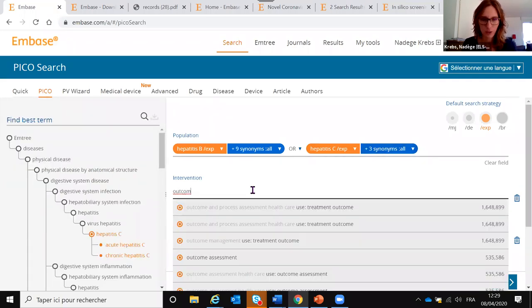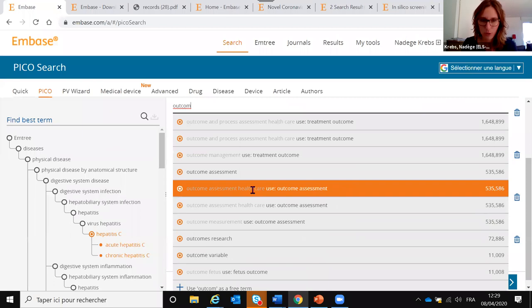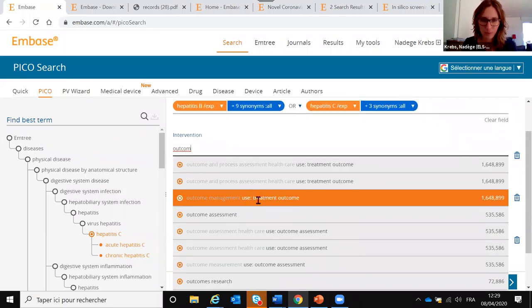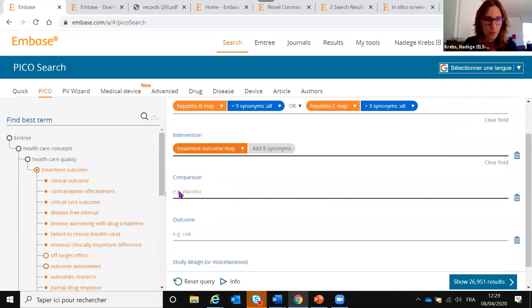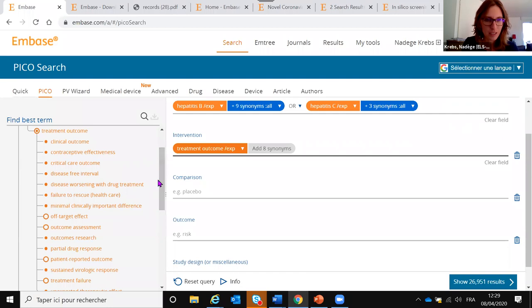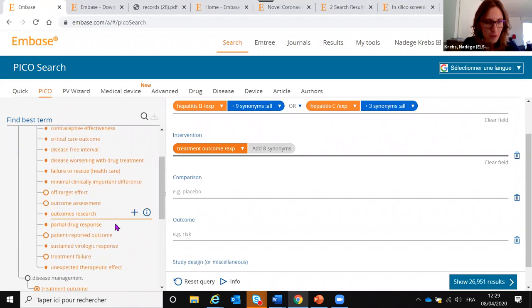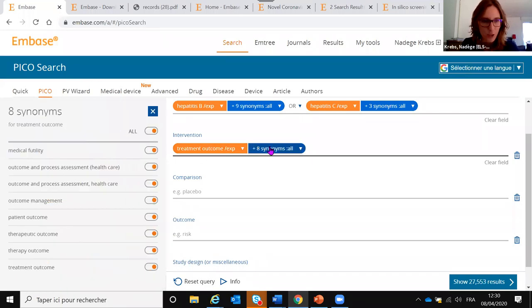So let's see if we put outcome. If I start, you see, sometimes I also don't know what term I should use. So here that's treatment outcome, right? If I put treatment outcome, then when it explodes, it includes clinical outcome, contraceptive effectiveness, outcomes research, outcome assessment, treatment failure, unexpected therapeutic. Let's try like this and check. So we will talk about patient outcome, therapeutic outcome, and so on. So let's check, and we have a lot of results.